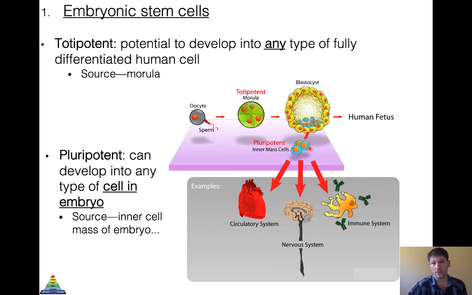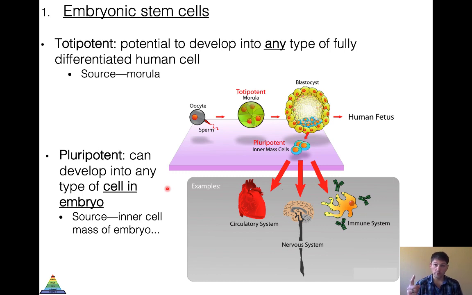And so you can see here this representation that these cells may be in the circulatory system or the nervous system or the immune system. But this is depending on all kinds of signaling that's going on in our body. If you take a developmental biology class, you'll learn all kinds of cool stuff about this.